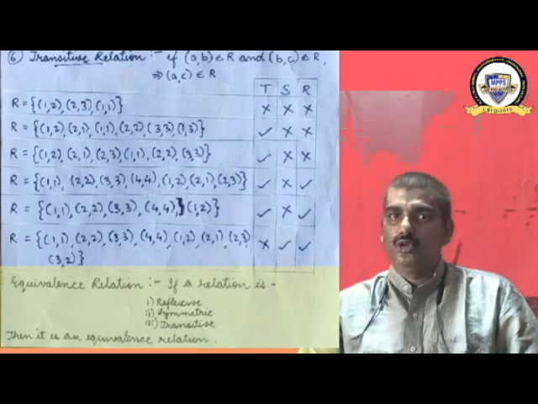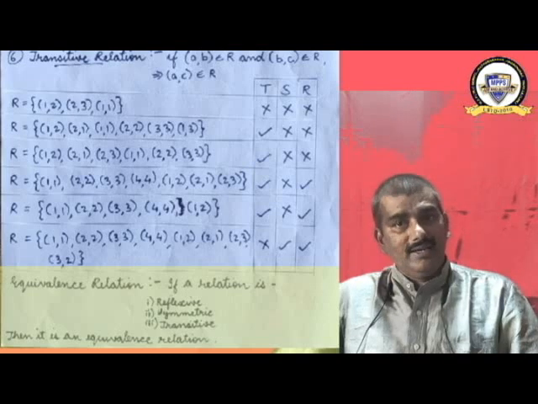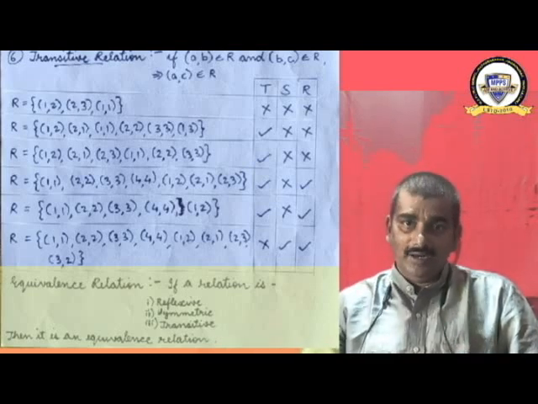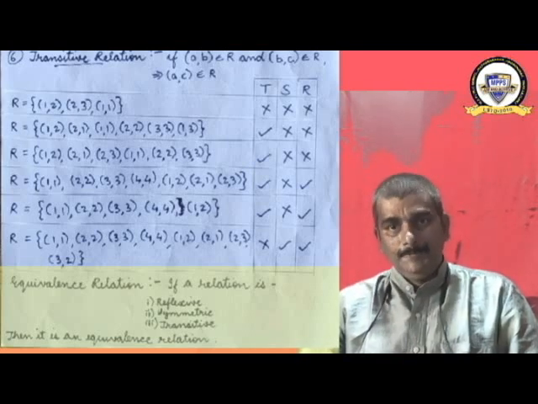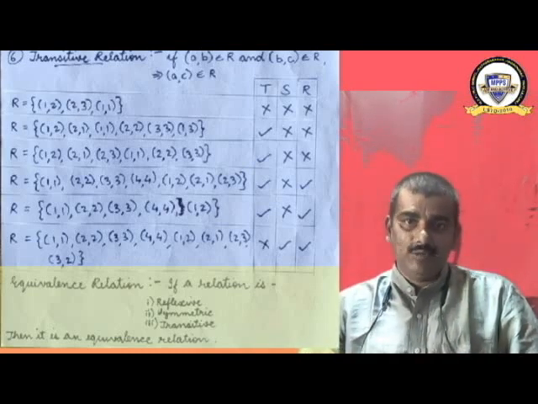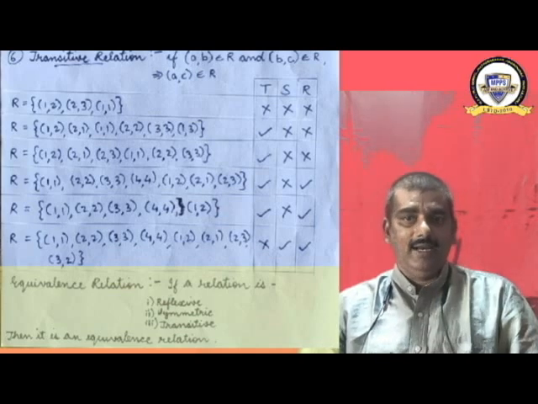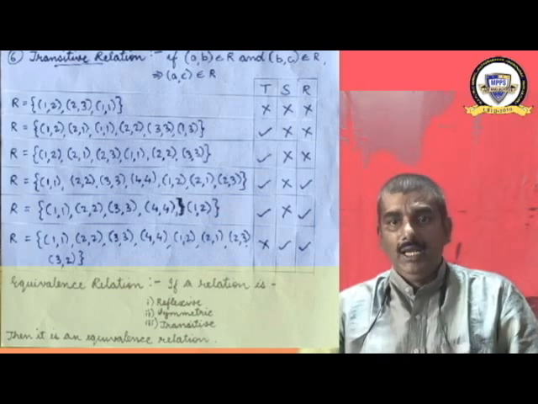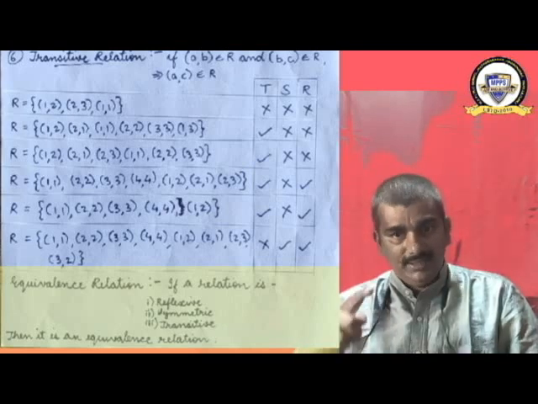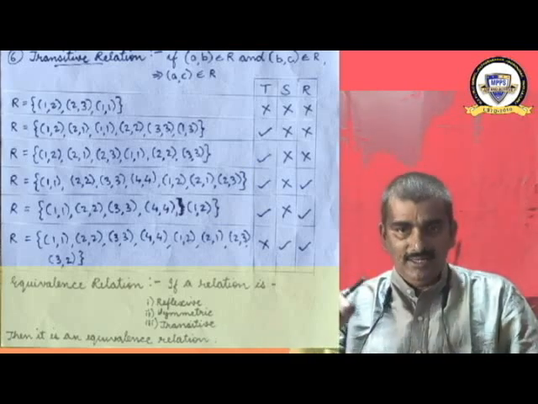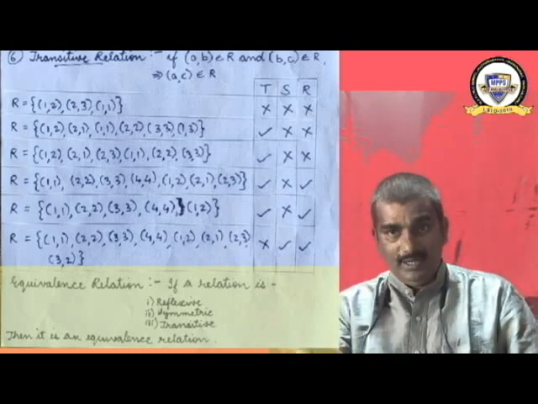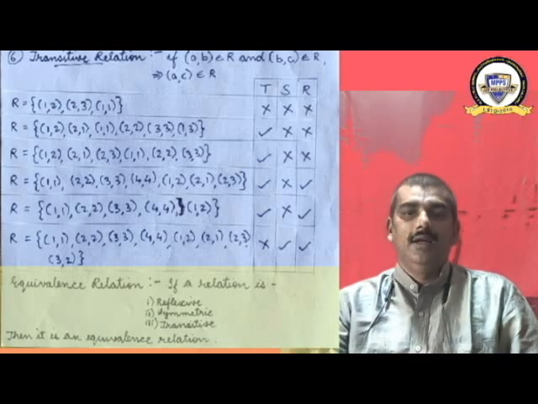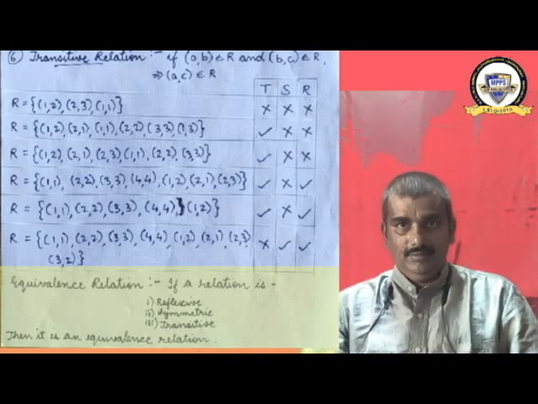Are you clear, everybody? So all types of relations we studied already. You are very convinced. We will make you clear the doubts. Now, at the end, we can have one more concept over here, that is equivalence relations. If a relation is reflexive, symmetric and transitive, then it is called an equivalence relation.